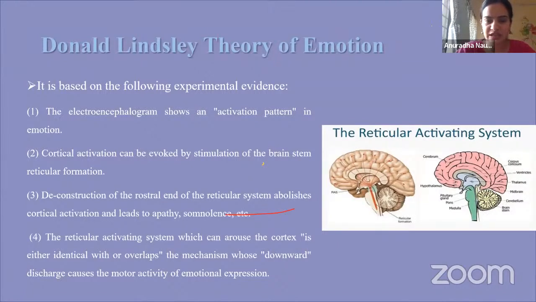Destruction of the rostral end of the reticular system abolishes cortical activation and leads to apathy, somnolence. The reticular activation system, which can arouse the cortex, is either identical with or overlaps the mechanism whose downward discharge causes the motor activity of emotional expression.